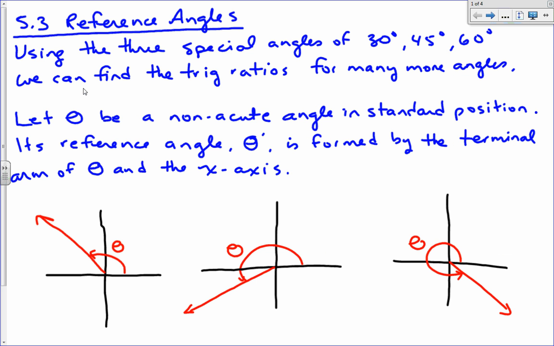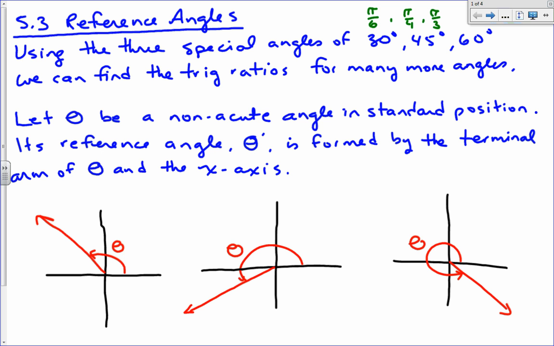Okay, this lesson on reference angles really is a follow-up, or the second part, of the previous lesson on trig ratios for any angle. What we're going to do here is, using the three special angles of 30 degrees, 45 degrees, and 60 degrees, which remember is pi over 6, pi over 4, and pi over 3, find the trig ratios for many more angles.